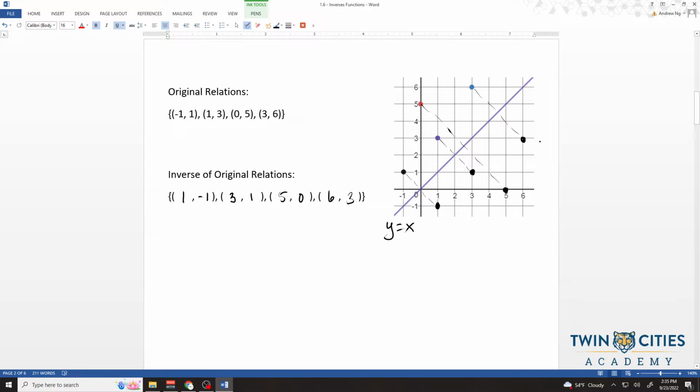Now I want you to remember this as we continue on throughout this lesson, that these points ended up being symmetrical about this line y equals x when I took the inverse of these points.